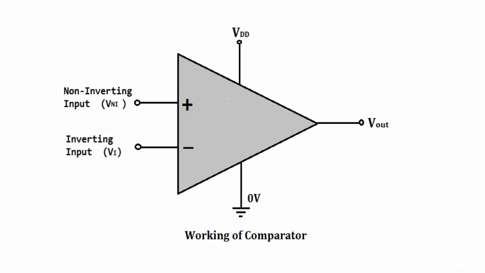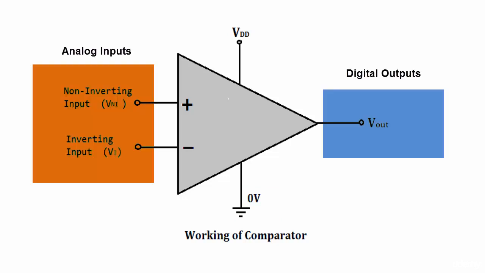So here is the comparator diagram. It has two input pins. One is the non-inverting input and the other one is the inverting input. And this is a single supply type of comparator, hence it has only one supply, which is plus VDD, and here is the ground pin. It has one digital output pin. We can say comparators are a mixture of analog and digital because it compares analog voltage and gives digital output.